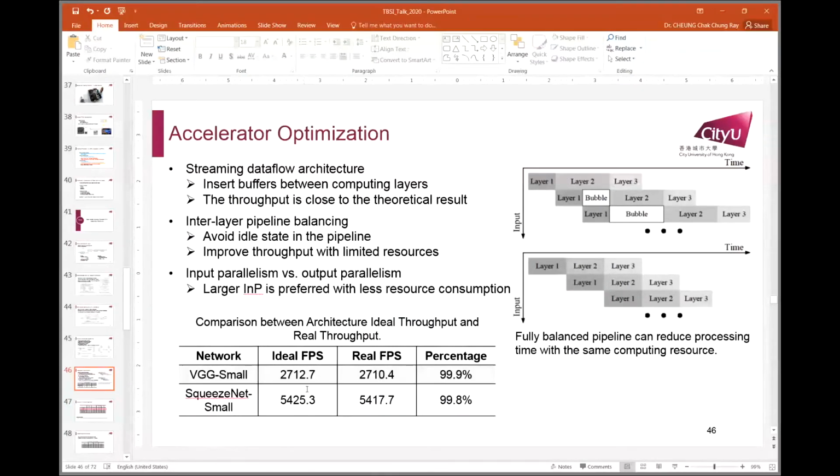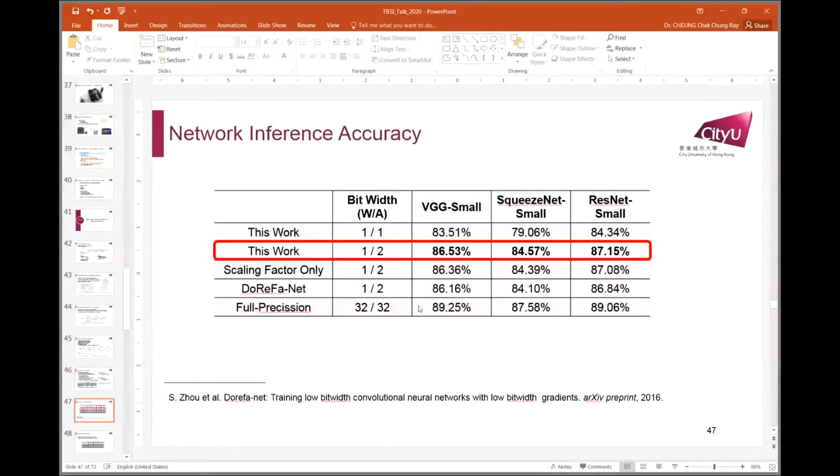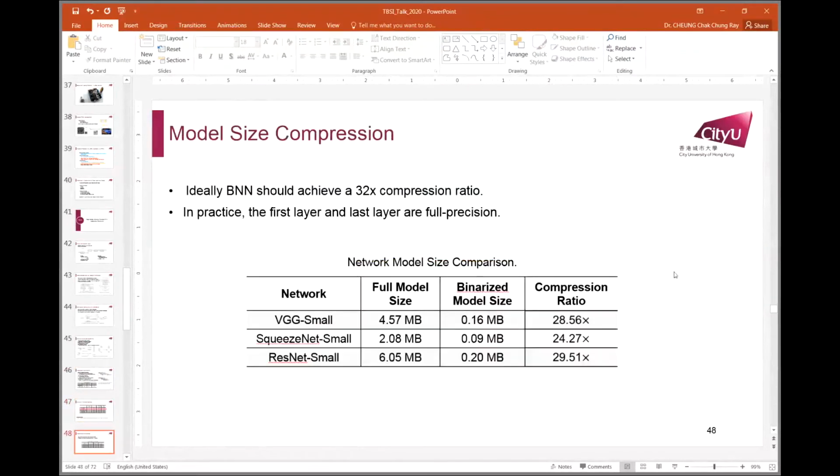So the platforms that we want to compare are VGG-small, which is a very typical AI model, and the other one is called the SqueezeNet model. So here is a very brief result that we want to show you today. For the full precision, W stands for the internal weight, and A stands for the activation. So the activation activates the next layer. So this is 32-bit and 32-bit. And the one we are using is 1 and 2-bit. So you can see for our model, the inference accuracy is very similar to the full precision that we are able to achieve. This is 86 and also 87%, which is pretty high.